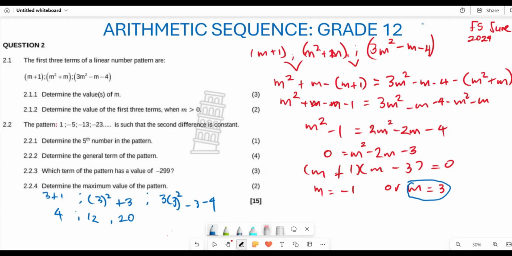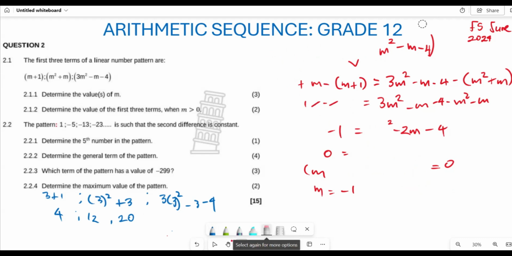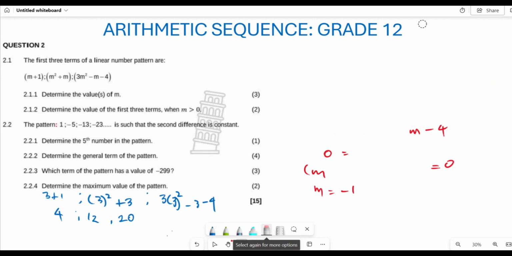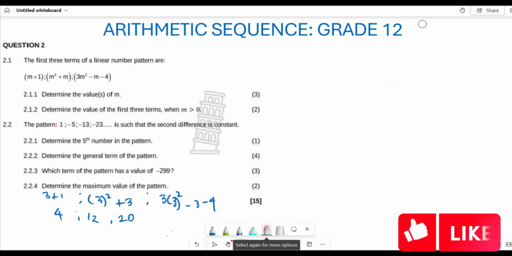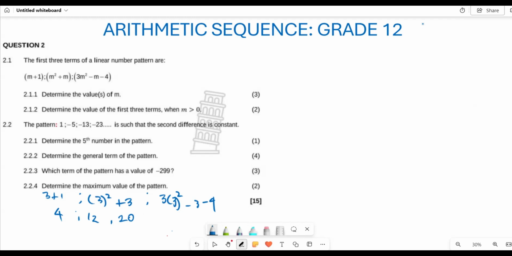Once again, now we can continue and look at the next question and see what it is that we are required to solve. In the next question, they are saying you have the pattern: this is 1, this is -5, this is -13, this is -23.